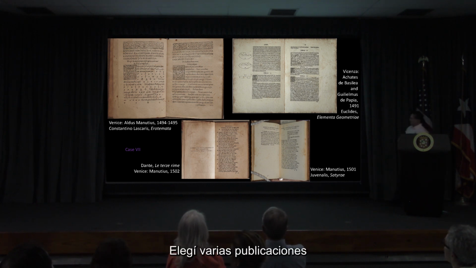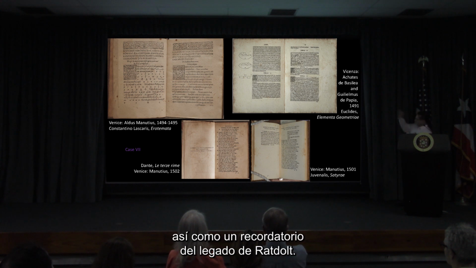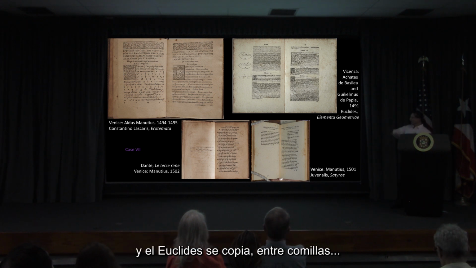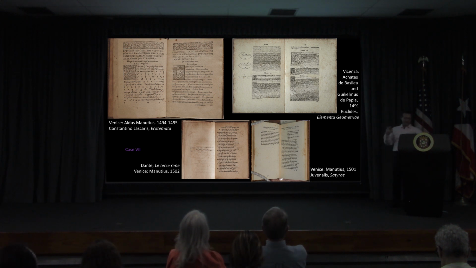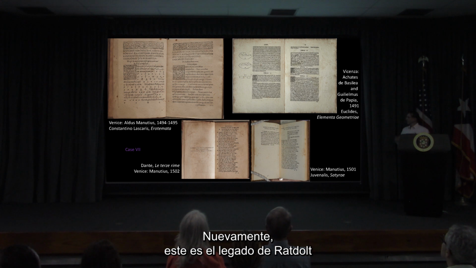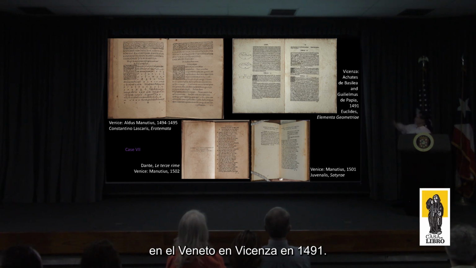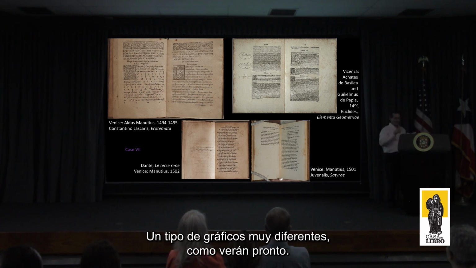And I've chosen here a couple of publications by Manuzio, as well as a reminder of the legacy of Rattle. One of the most important volumes that he publishes is the Euclid, and the Euclid gets, quote unquote, copied again. This is proof of his legacy in the Veneto, in Vicenza in 1491. Very different type of graphics, as we'll see in a minute.